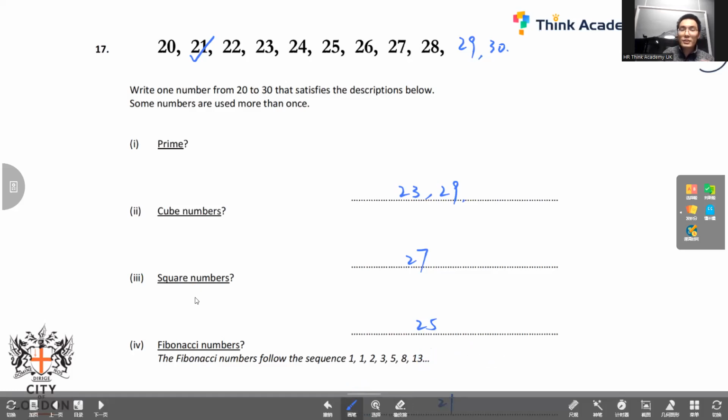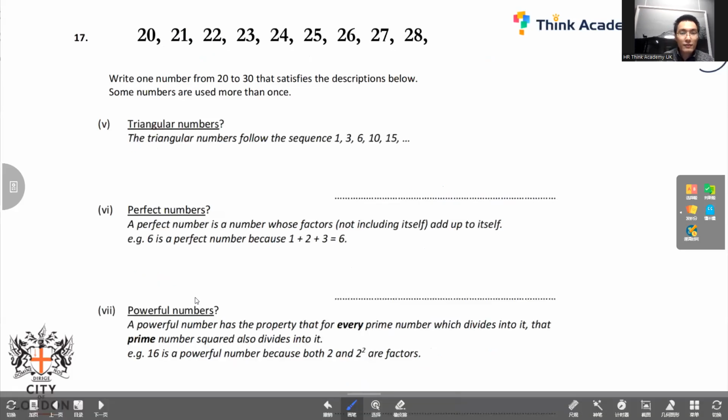Right. As the question has mentioned, some numbers are used more than once. Let's look at the next page. So we have 3 more questions over here. Again, I'll write the 29 and the 30 over here. So question number 5, write triangular numbers.